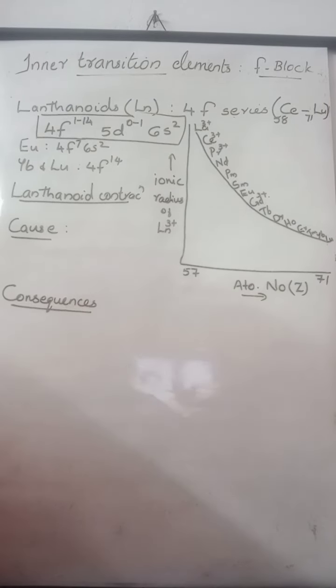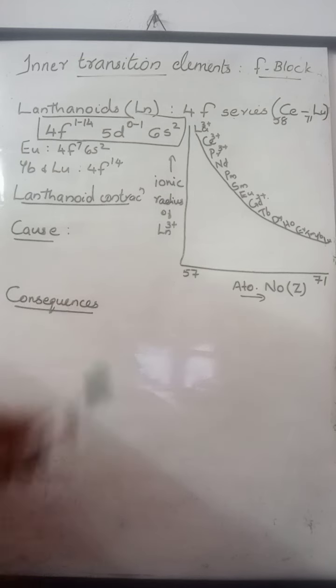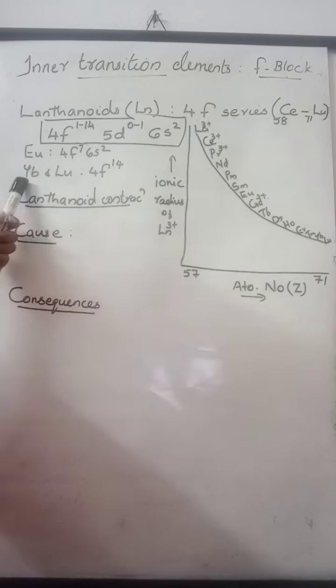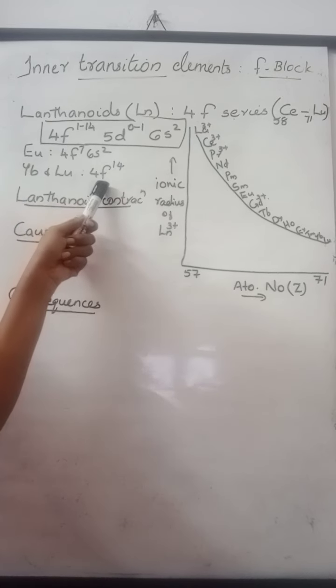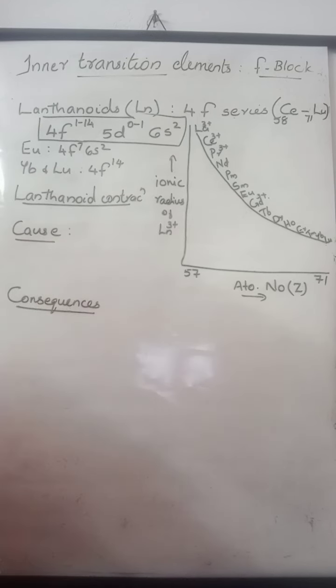If the f atomic orbitals are empty, half filled or completely filled, the configuration is stable. So europium with the 4f7 electronic configuration, and ytterbium and lutetium with the 4f14 completely filled f orbital configuration. A half filled f atomic orbital configuration is extra stable.